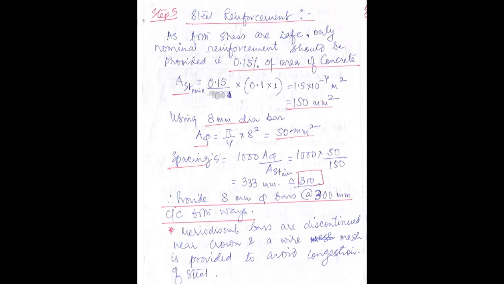What is the value? That value is 0.15% of the area of the concrete. Now that is called the Ast min. That is the minimum reinforcement or the nominal reinforcement. So 0.15% means 0.15 by 100, into area of concrete. Again, that means thickness multiplied by the 1 meter length, unit length.